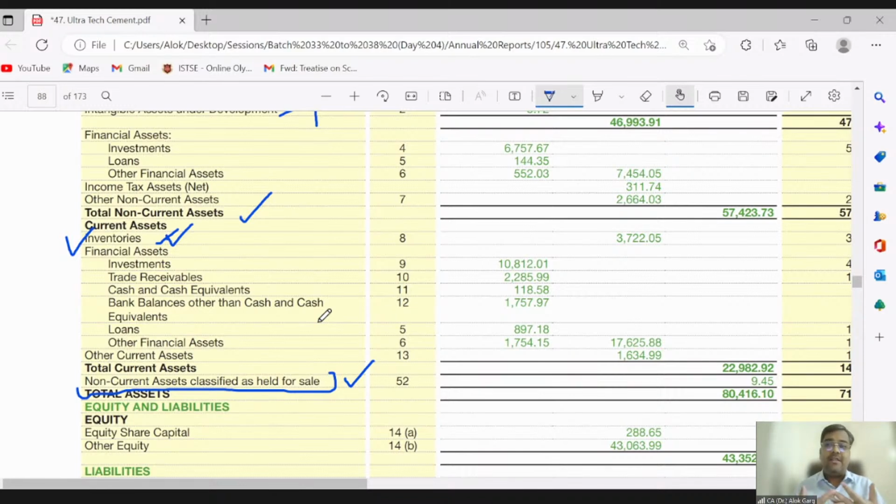Like land. Land is a non-current asset, used for long-term purposes. But if the entity has decided to sell, provided some conditions are satisfied, then it will be classified as a separate line item, non-current assets classified as held for sale, under the current assets category. I hope we are comfortable so far as the introduction is concerned. Shall I move forward? Good.